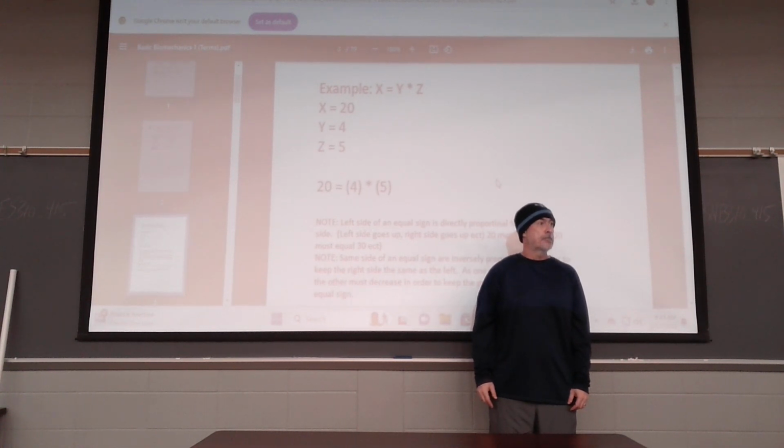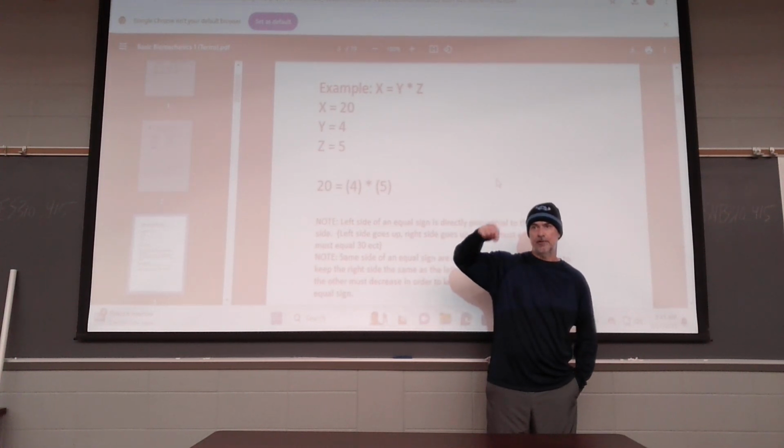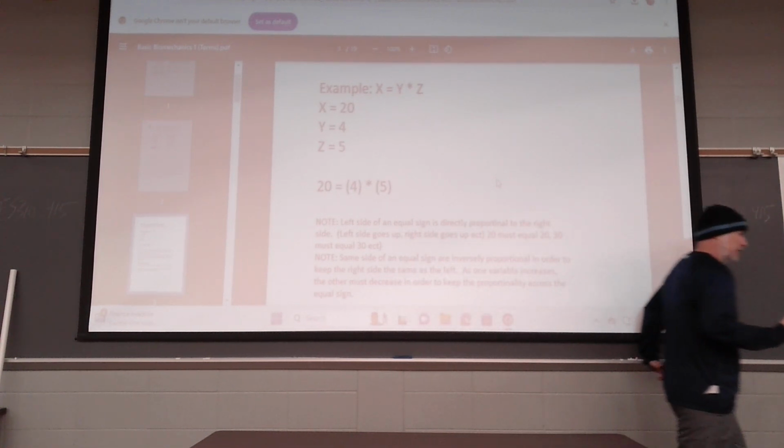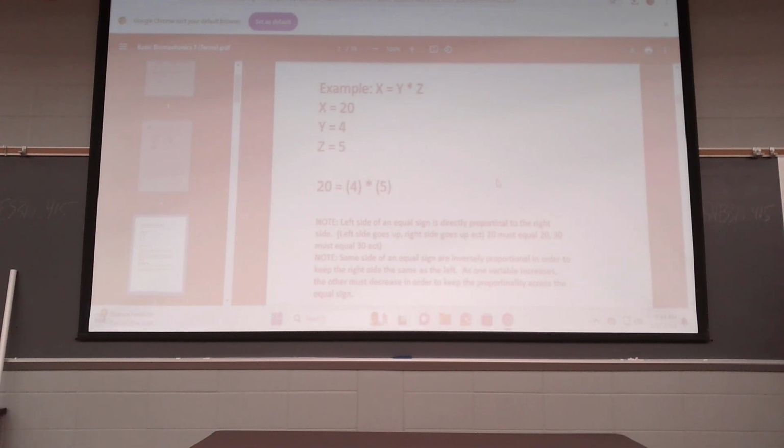Rocket science. We have to just understand how different variables affect other variables. I'm never going to ask you to solve for x. I'm just going to ask you to understand how different variables affect other variables.